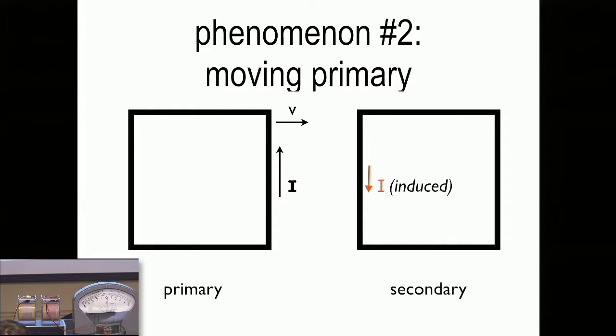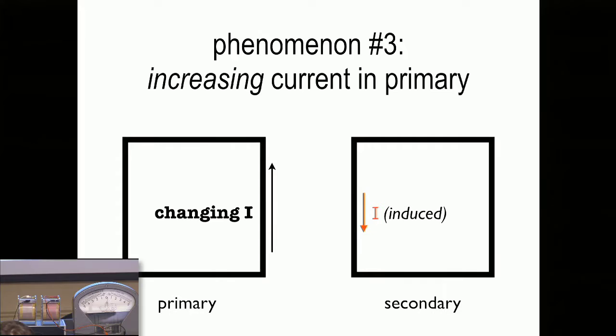The second thing is I could push the primary towards the secondary. Keep in mind, those are two different things going on. In particular, the secondary is not moving in the second one. And in the third one, we could increase the current in the primary. All three of those things would have the same effect, and so I want to demonstrate that to you.